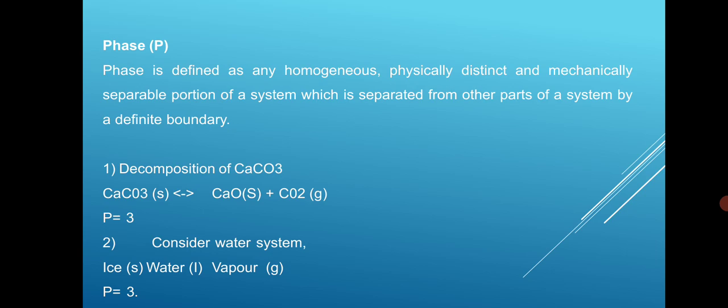Let us consider the decomposition of calcium carbonate. Calcium carbonate undergoes decomposition, and it produces calcium oxide and carbon dioxide. It consists of three phases: solid calcium carbonate, solid calcium oxide and gaseous carbon dioxide.